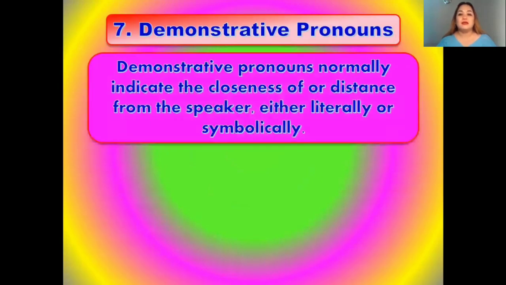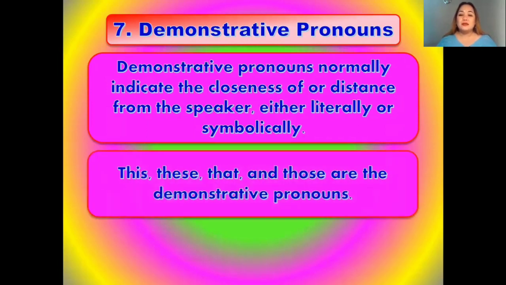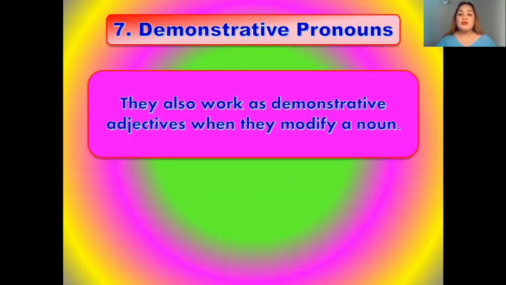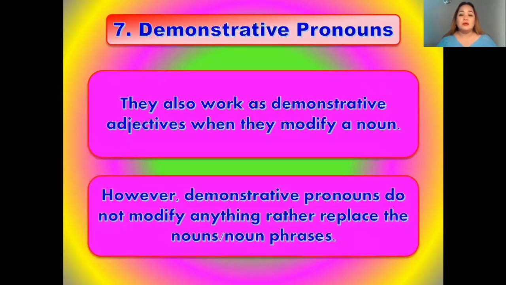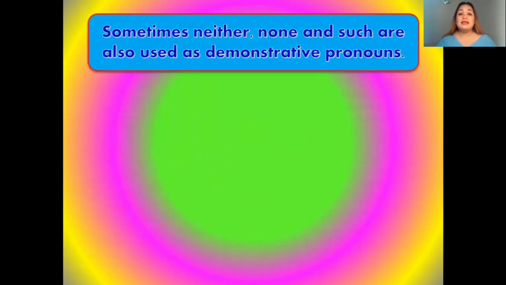Demonstrative pronouns. Demonstrative pronouns normally indicate the closeness to or distance from the speaker, either literally or symbolically. This, these, that, and those are the demonstrative pronouns. They also work as demonstrative adjectives when they modify a noun. However, demonstrative pronouns do not modify anything, but rather replace the nouns or noun phrases. Sometimes, neither, none, and such are also used as demonstrative pronouns.